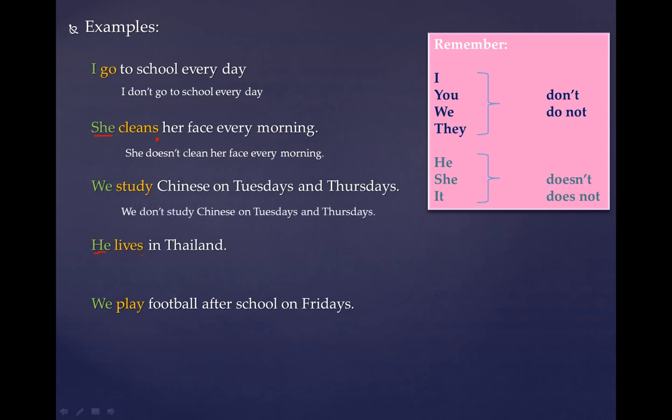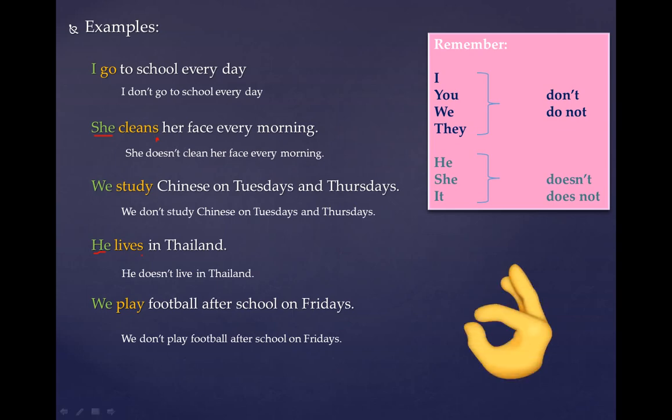We study Chinese on Tuesday and Thursday. We don't study Chinese on Tuesdays and Thursdays. He lives in Thailand. He doesn't live in Thailand. We play football after school on Friday. We do not play football after school on Friday. Let's continue.